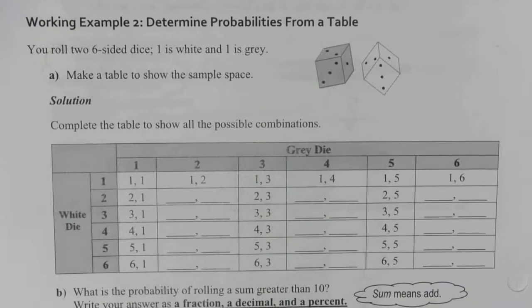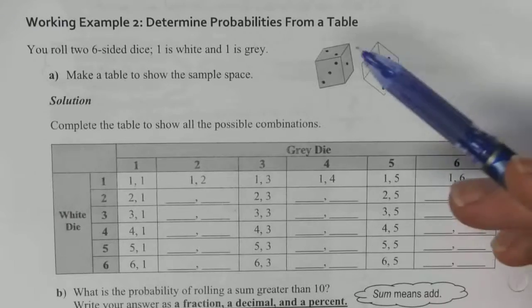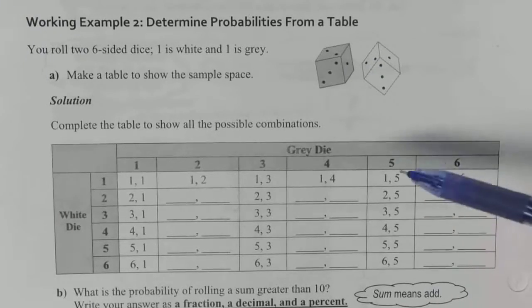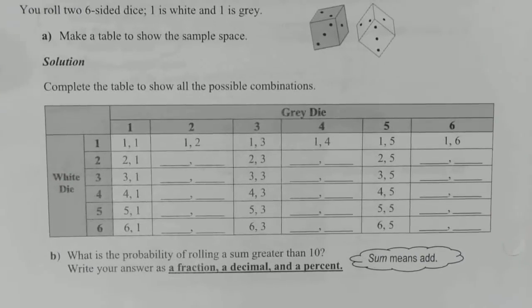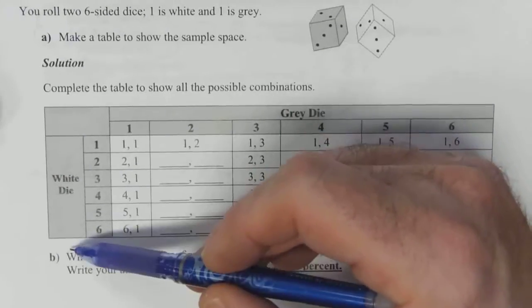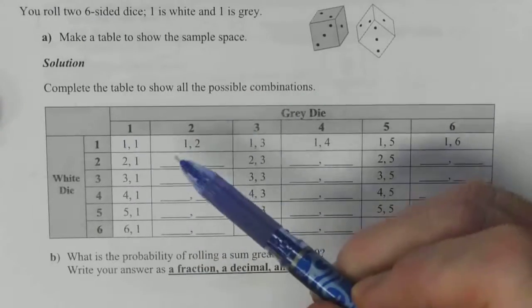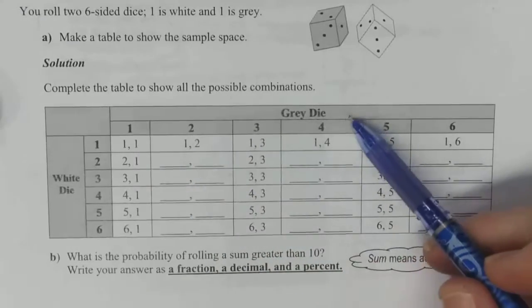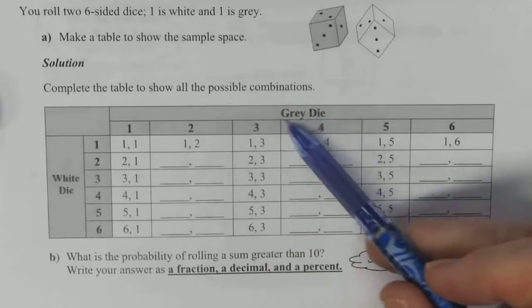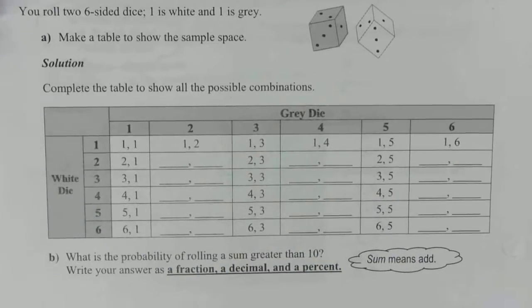Working example number 2, determine probabilities from a table. So you roll two six-sided dice, one is white, one is gray. Make a table to show the sample space. So one of those experiments is done down the side, the other one is done across the top. Six-sided die, so you've got possibilities of 1, 2, 3, 4, 5, and 6 from the gray die, and 1, 2, 3, 4, 5, 6 from the white die.